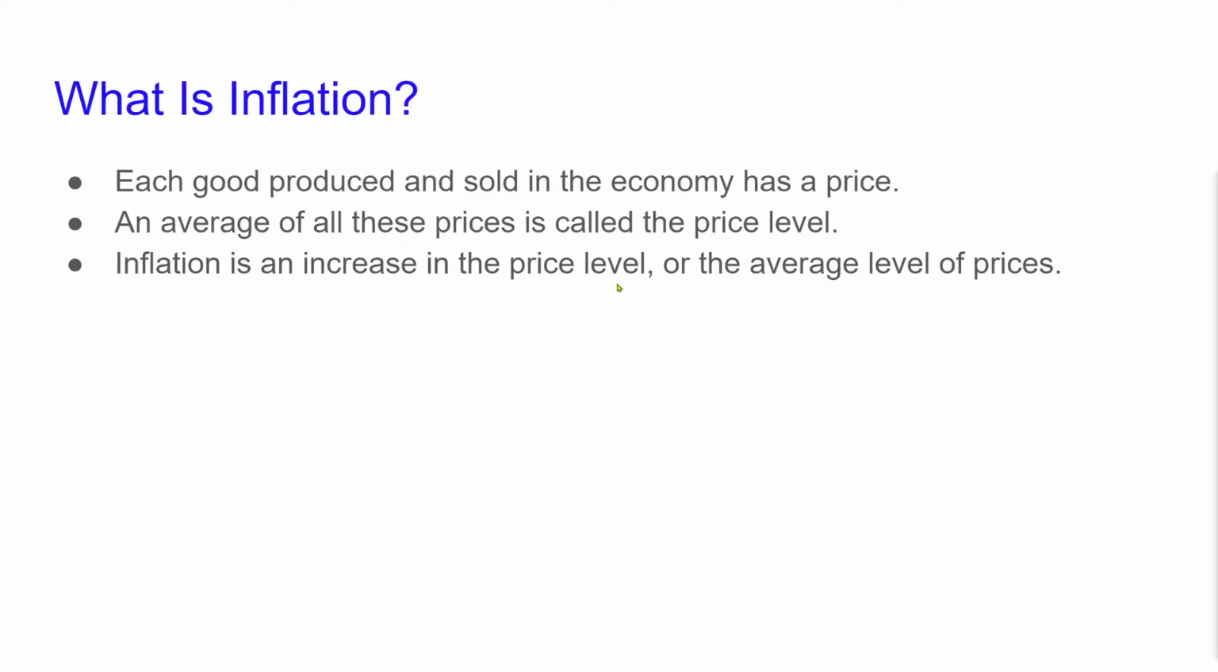So what is inflation? Each good that's produced and sold in the economy has a price. We know this, right? An average of all of these prices is what we call a price index or a price level. Now inflation is an increase in that price level, or in the average level of prices. So something has caused the price to go up.